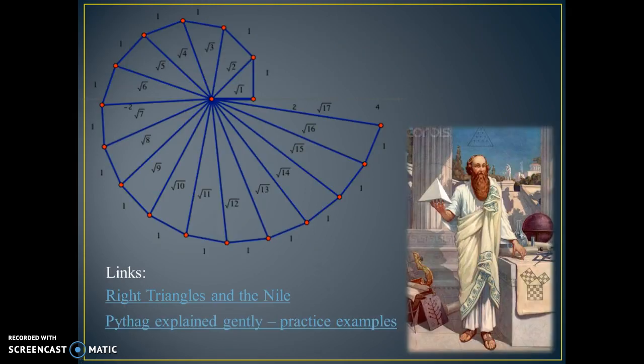Here's a nice little design that is based on the Pythagorean Theorem, where the hypotenuses are all irrational numbers, except where square root of 4 comes up, or the square root of 9, or the square root of 16. Nice little snail pattern. And yes, it does mirror the way a snail or a shrimp might grow.